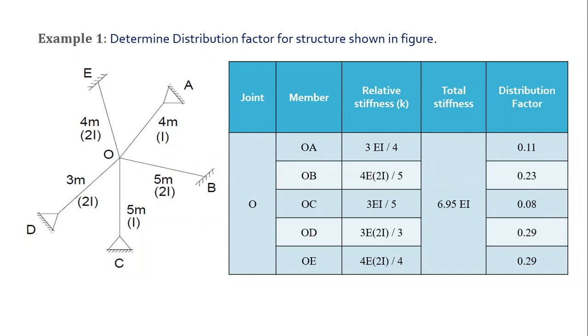If I summarize today's lecture, we have learned something really important. First is distribution factor. The next one is moment distribution theorem. What does moment distribution theorem tell us? Moment distribution theorem states that when I'm applying a moment at any joint, the moment transferred to each and every member will be in proportion to their stiffness.